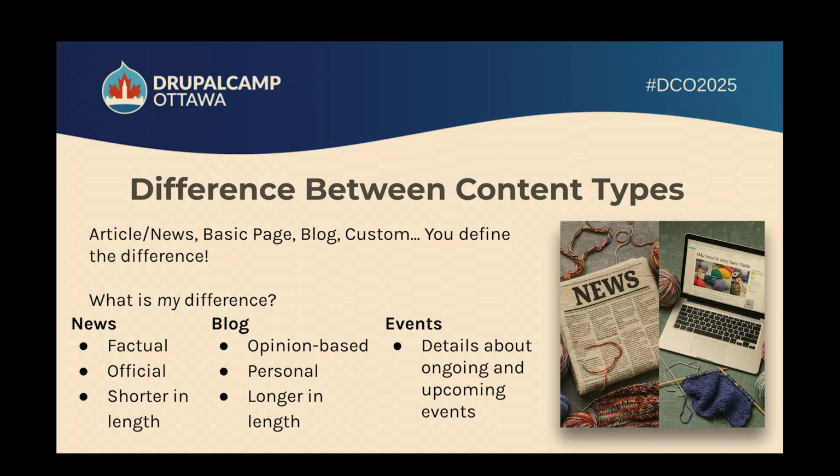So what are the differences between content types? There's article and news, basic page, blog, custom. Well, it's really all semantics when it comes down to it. The page can be whatever you want it to be. What you need to do is make sure that you define the difference for each page for your organization. Now, this is typically done with developers who have met with the stakeholders at your organization to determine the content types that were needed. For my site, it is going to be yarn, knitting, and crochet related.